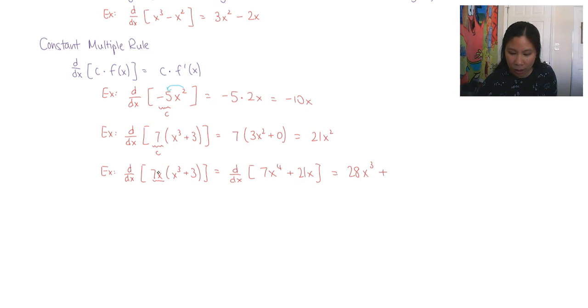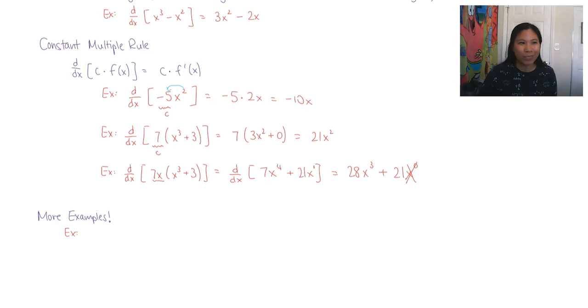And then plus 21x, since it's currently x to the first power, the exponent of 1 coming out to the front would just be 21 times 1. X dropping the exponent by 1 would be x to the 0th power, but x to the 0th power is really just 1. So my final answer would just be 28x cubed plus 21.